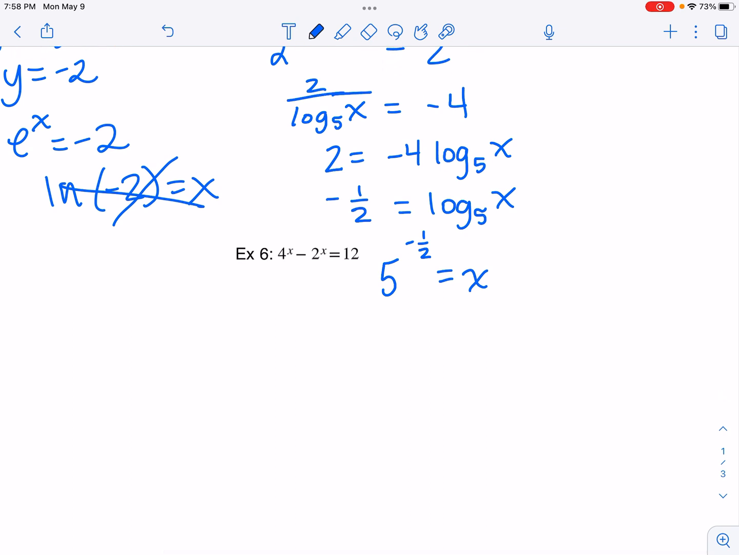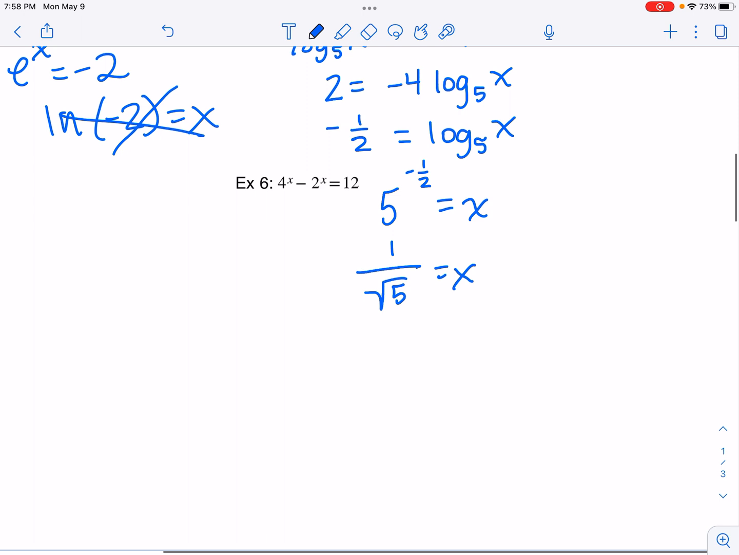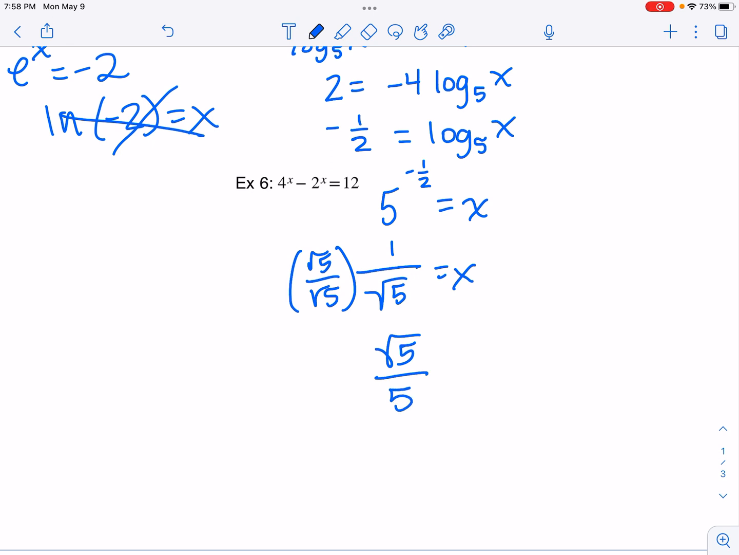Remember what a negative power does and what a fraction does. A negative is going to reciprocate, a fraction takes the root, right? So this is now 1 over 5 raised to the 1/2, which is the square root of 5. We know we don't leave radicals in the denominator, so to rationalize this, I would multiply the top and the bottom by the square root of 5 and get the square root of 5 over 5 as my value of x, okay? This is not typically wrong.